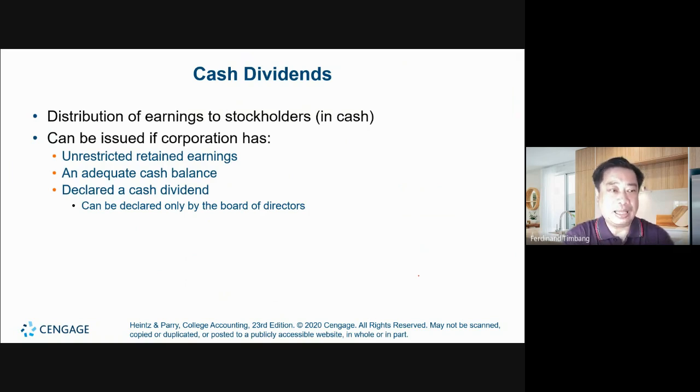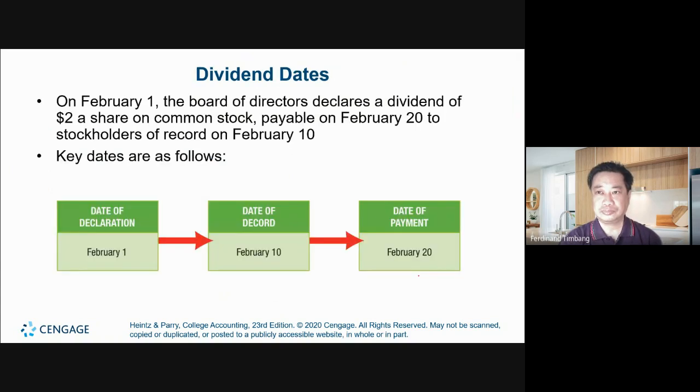No? It can be declared only by the board of directors. So maybe upon the request of the stockholders, but primarily the one to declare the dividends will be the board of directors. So we have the dividend dates. No? For the dividend dates, it is important that we have the date of declaration. Then we have the date of record, and then the date of payment.